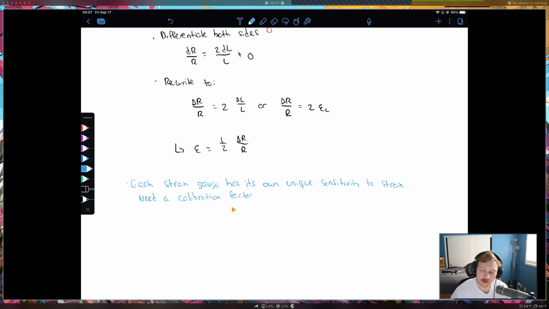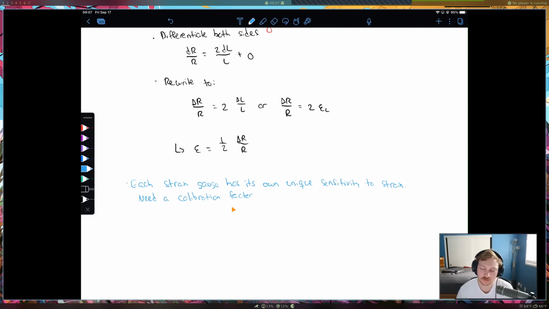Alright, so again, we showed the derivation for how we can measure strain from the change in resistance. But in reality, it's not always going to be 1 over 2, okay? Because our wire might have a bit of a difference in its material properties, or there might be some kind of defects on the wire.